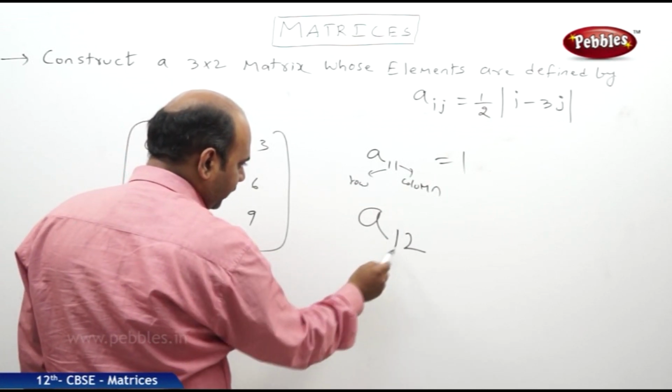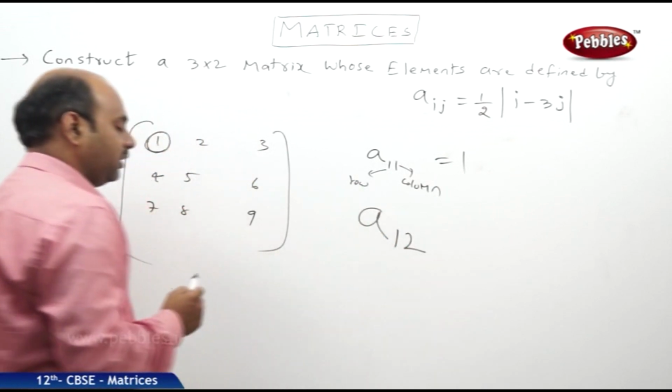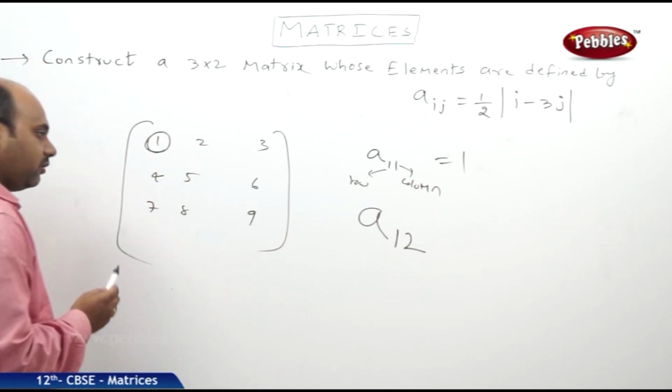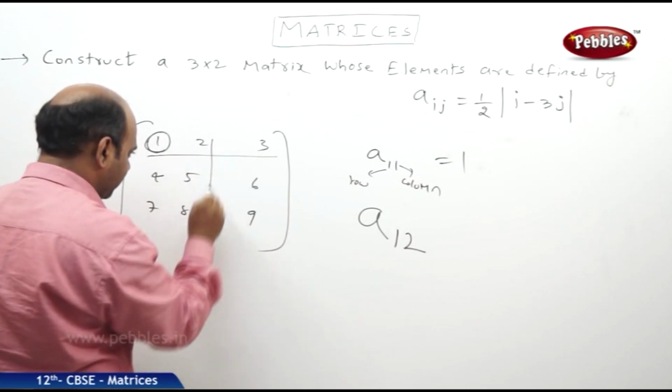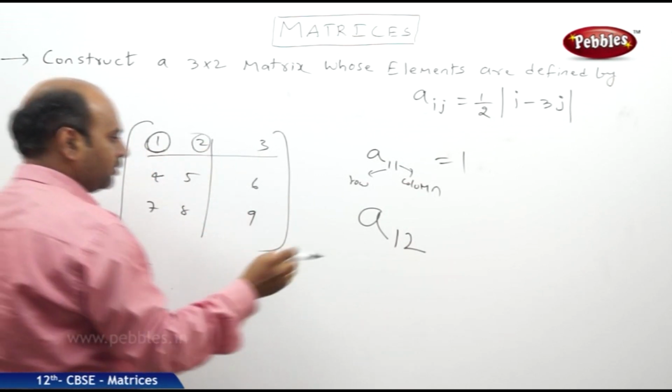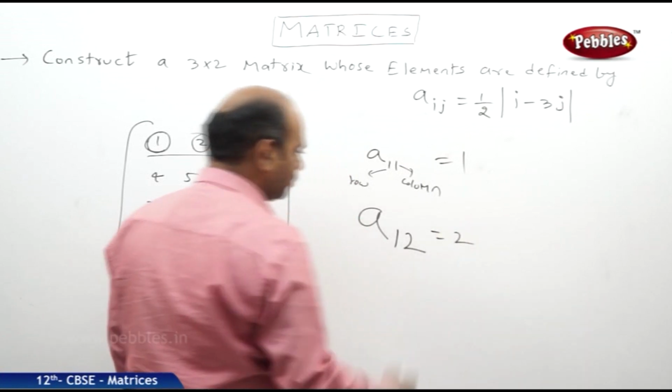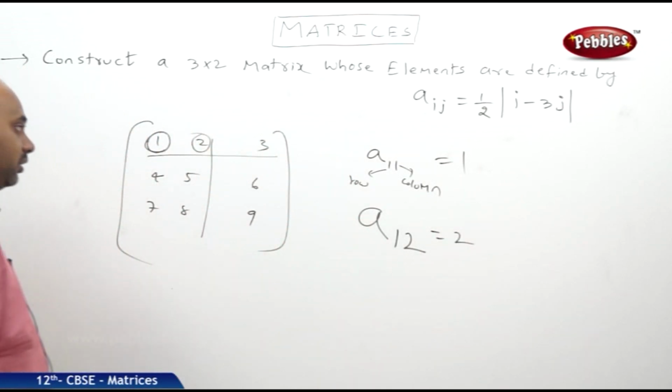Element corresponding to the first row and the second column means this only, no? So A12 is equal to 2. This is the meaning, you should understand carefully.